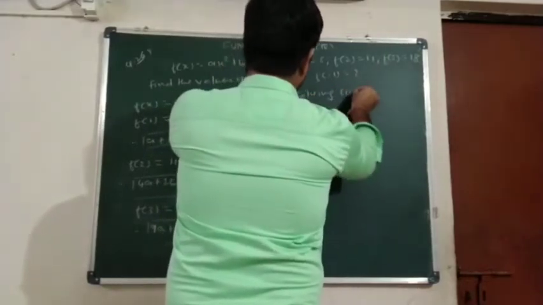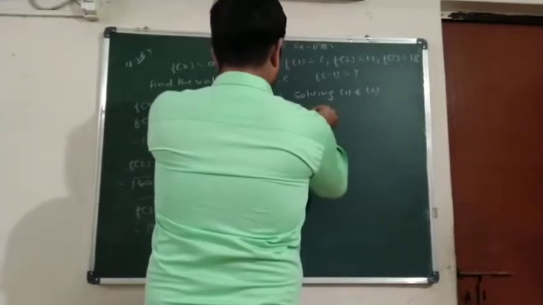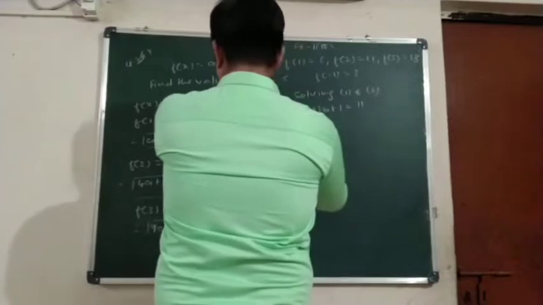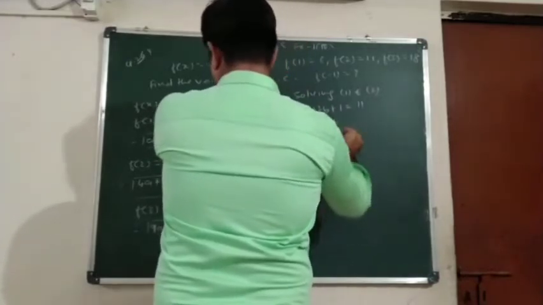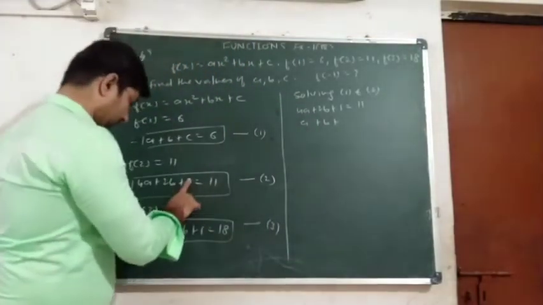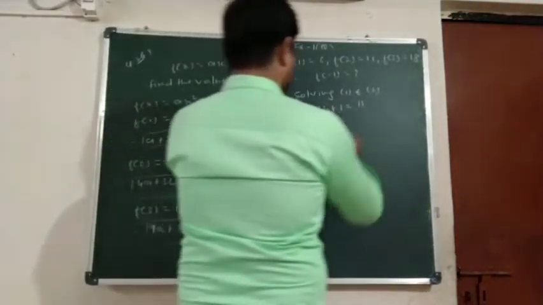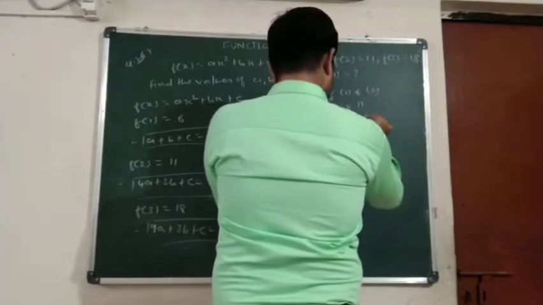Solving equations 1 and 2, we have 4a plus 2b plus c is equal to 11, and a plus b plus c. Actually here it is c. Okay, so a plus b plus c is equal to 6.